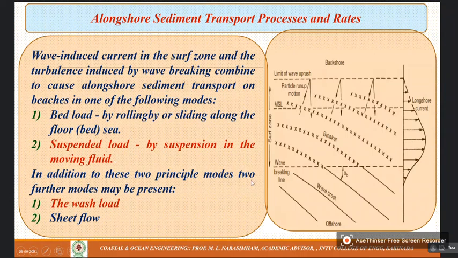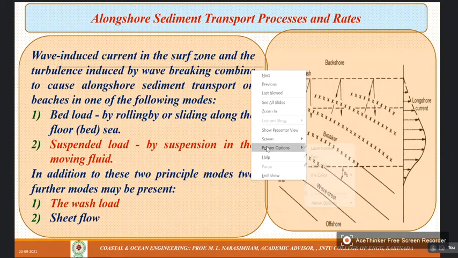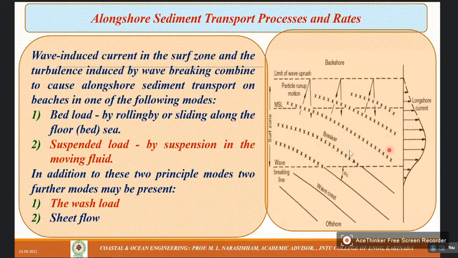In this region, the current will be traveling in this direction. So this is what we termed as longshore current. The wave-induced current in the surf zone is this zone where you have predominant breaking. This is the breaking zone, also called the surf zone. So wave-induced current in the surf zone and the turbulence induced by wave breaking.